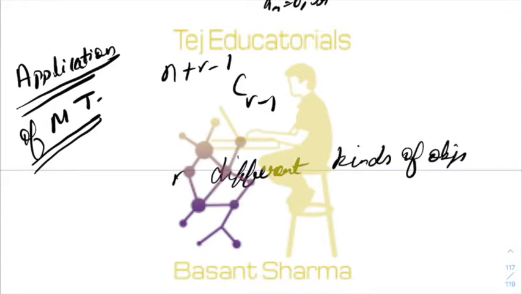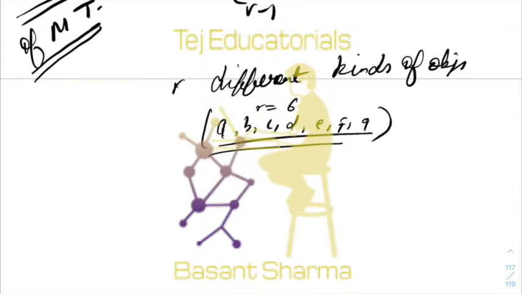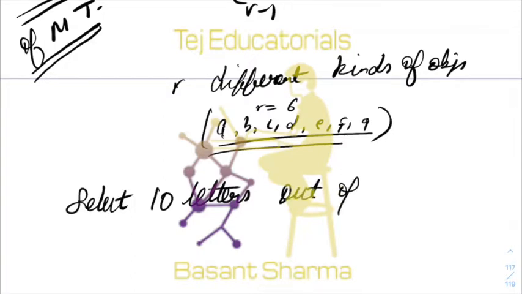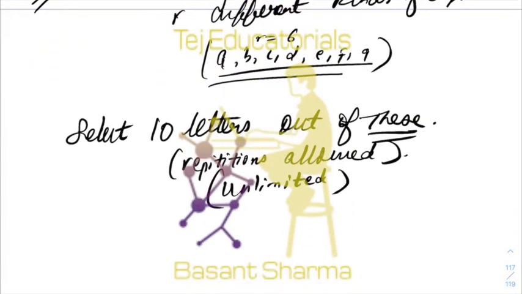let's say the letters a, b, c, d, e, f, g, you have r equal to 6 letters, and if I ask you to select 10 letters out of these, and repetitions are allowed, obviously repetitions must be allowed, and there are unlimited copies of each letter available, then the number of ways is nothing but n plus r minus 1 C r minus 1, right?